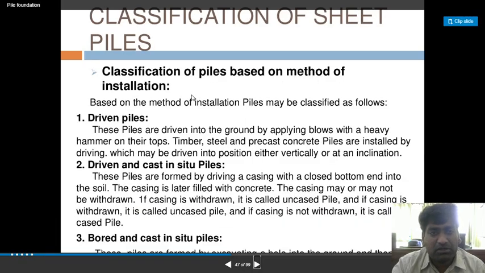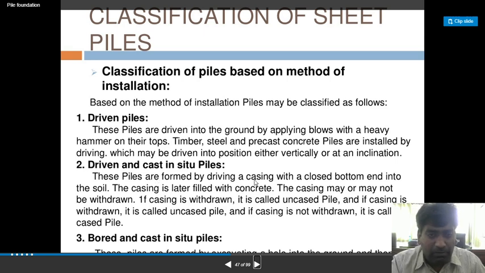Classification of piles based on the methods of installation. Based on the methods of installation, piles may be classified as driven piles. These piles are driven into the ground by applying blows with heavy hammers on their tops. Timber, steel and precast concrete piles are installed by driving, which may be driven into position either vertically or at an inclination.